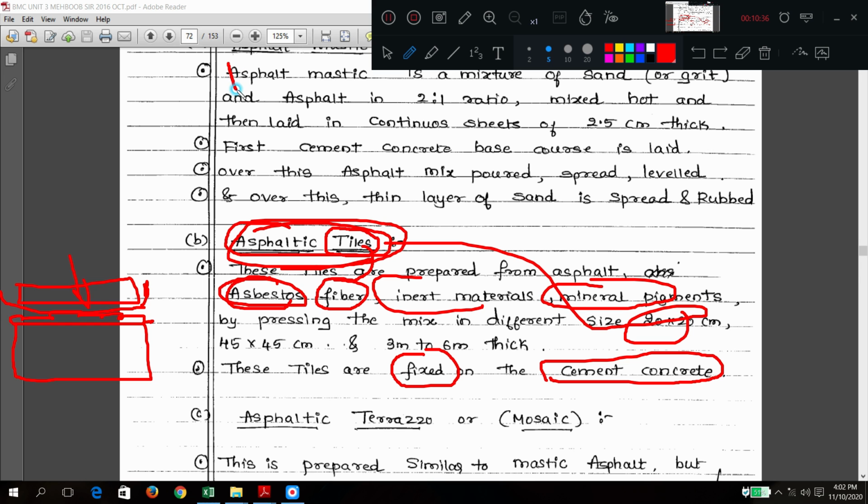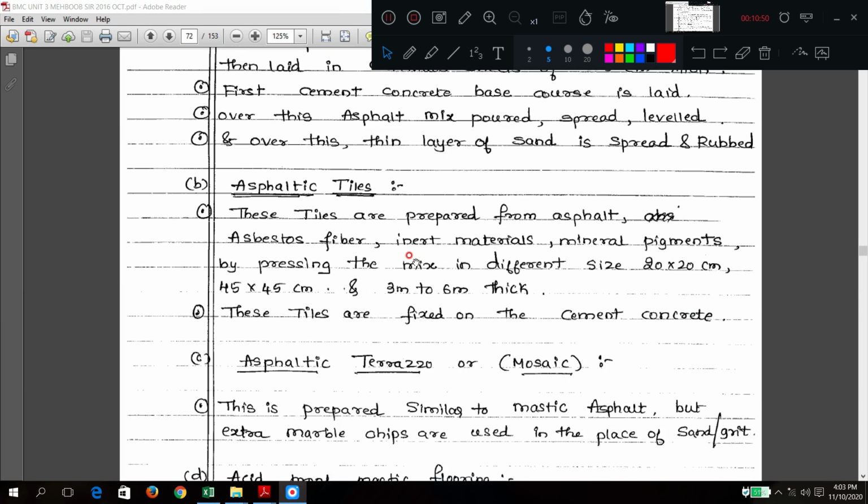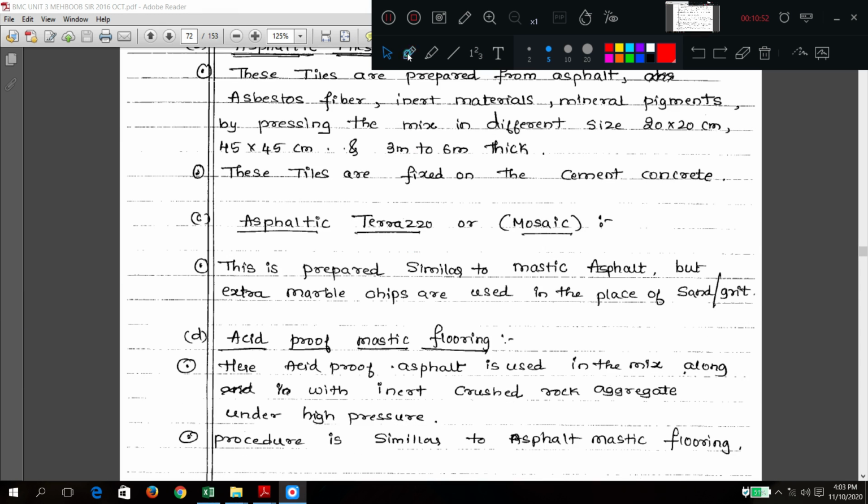First is asphalt mastic flooring, where a hot mixture of asphalt and sand is laid in the form of a layer. Second is asphaltic tiles. Now what is this terrazzo? Do you remember this word terrazzo? Terrazzo is similar, no?